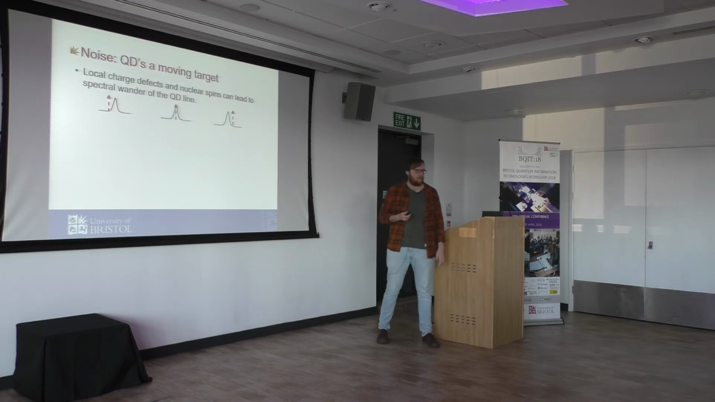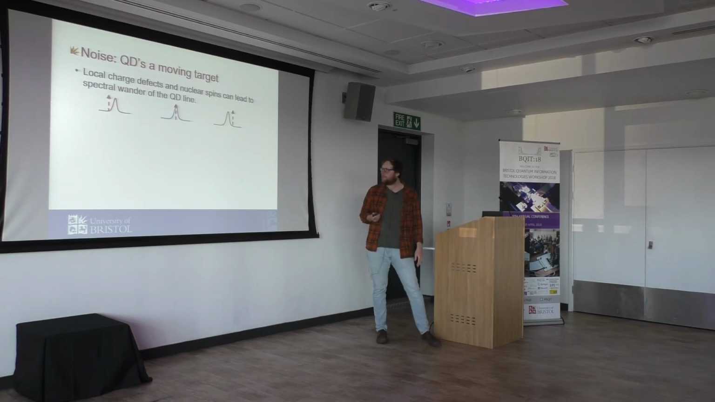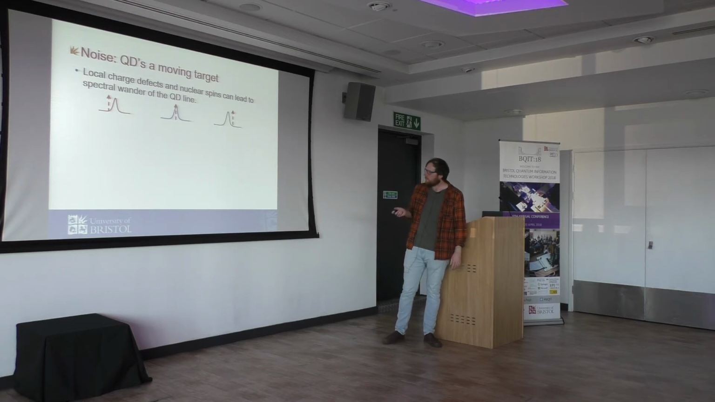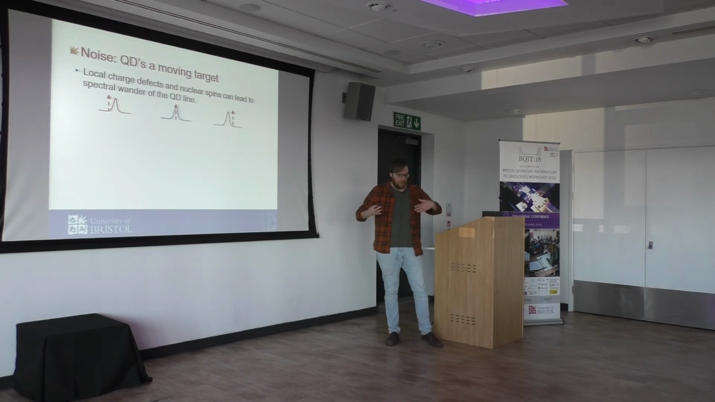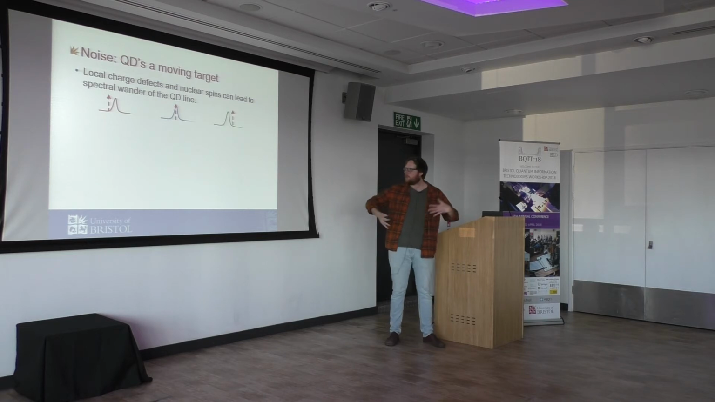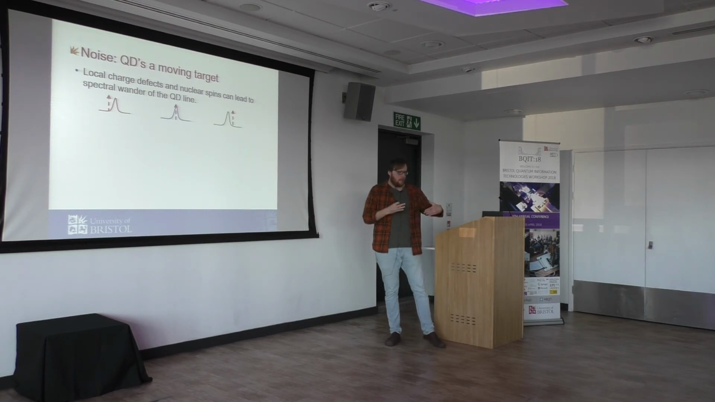One way this can manifest itself is in spectral wander. For example, the electric and magnetic fields around my quantum dot could be configured in such a way that they shift the spectral resonance of my quantum dot out of the way.